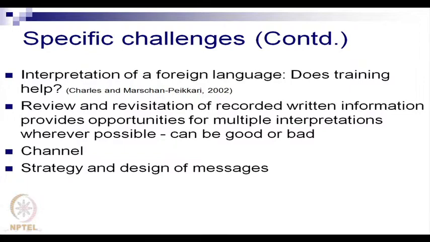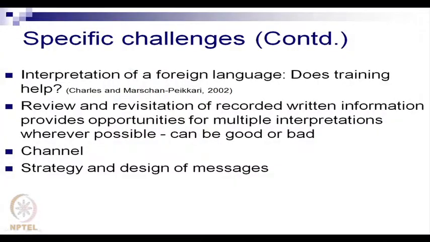Review and revisitation of recorded written information provides opportunities for multiple interpretations wherever possible. It can be good, it can be bad. Good because it helps you clarify things, bad because you come up with so many different interpretations, you don't know which one really fits best. So that is another challenge to written communication in international business. What did this person mean, since there is no active feedback?